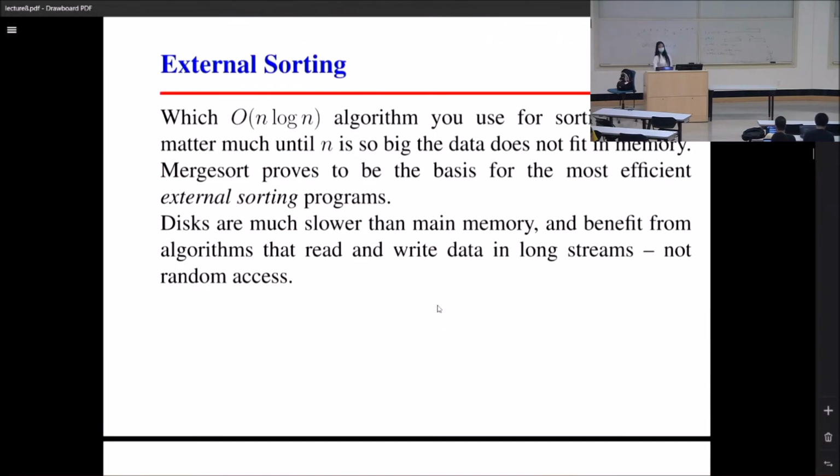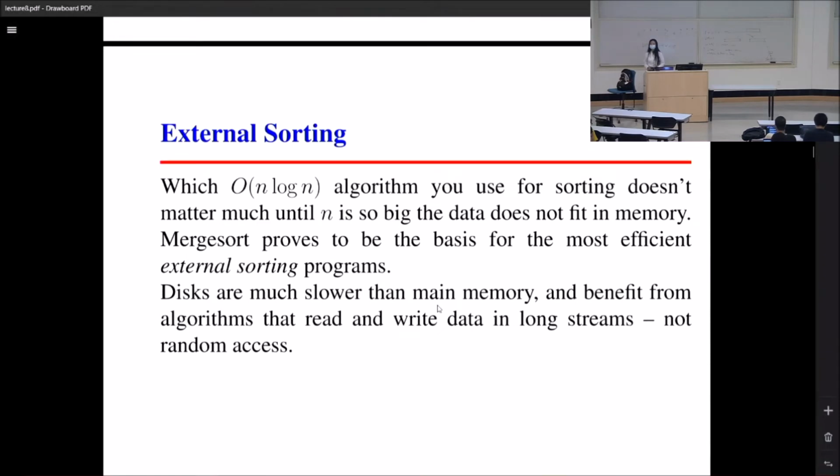Some other thing to mention about that: does anyone know the differences between the RAM, the memory, and the disk? Okay, if you have any question, you can ask.